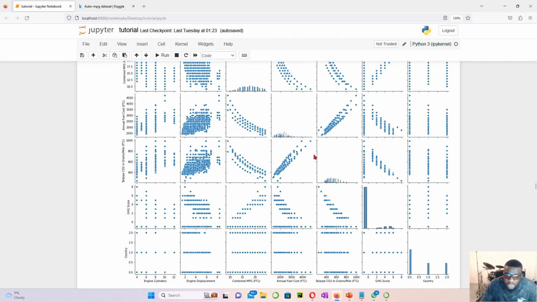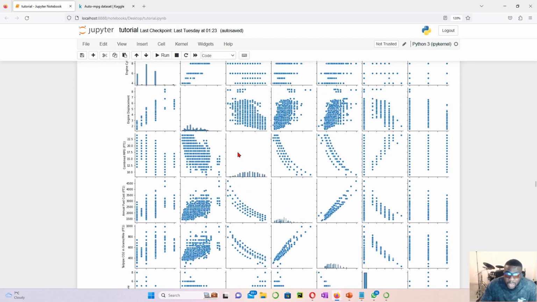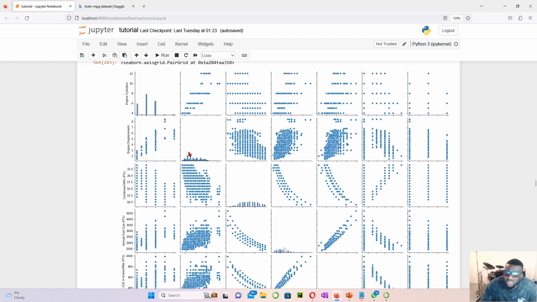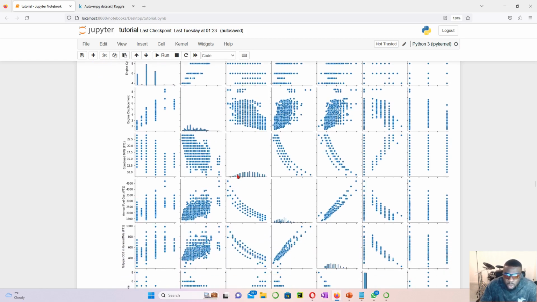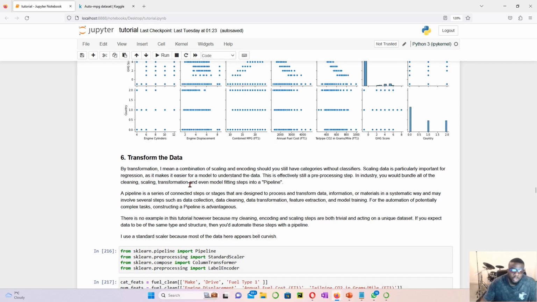And this plays into the decision I make for how to scale my features. I eventually use a standard scaler because it's just a simple scaler to use, and it works very well on data which takes the shape of a bell curve. Okay, so this is where I transform my data.